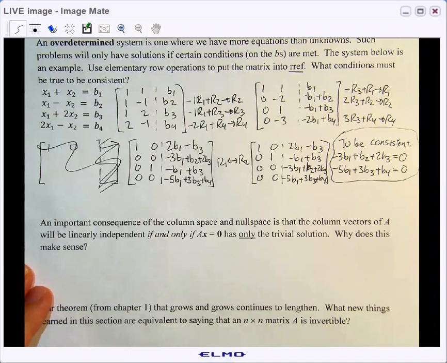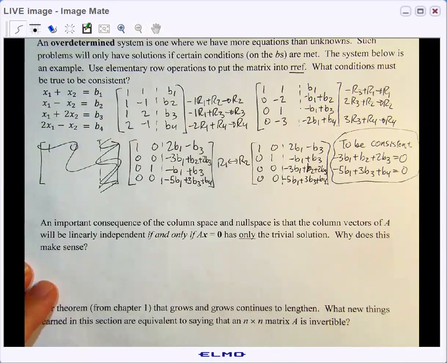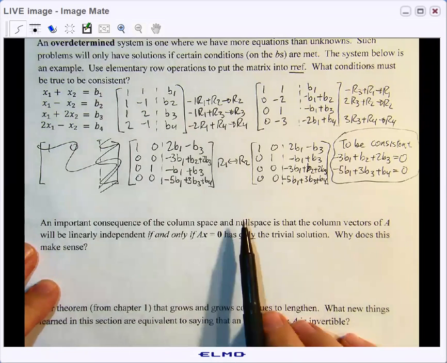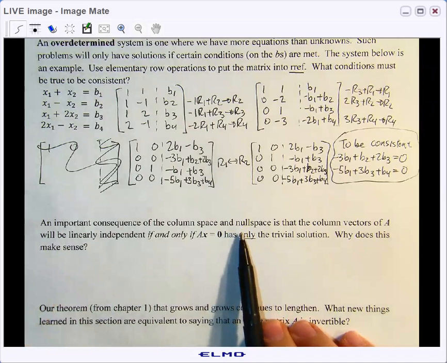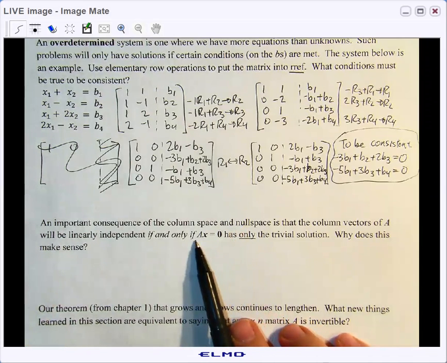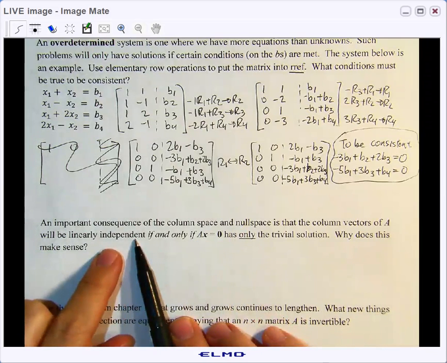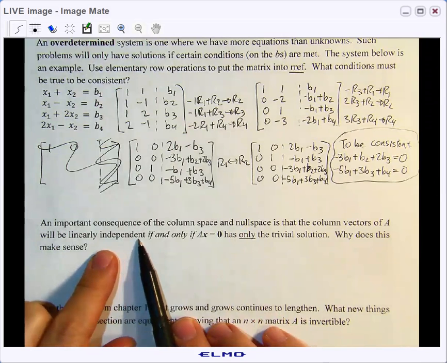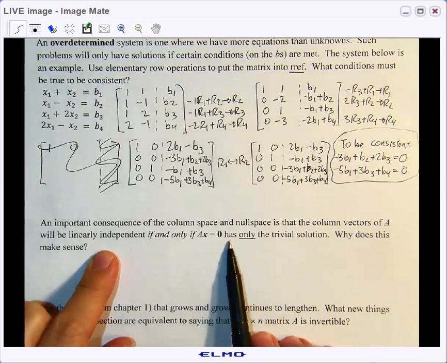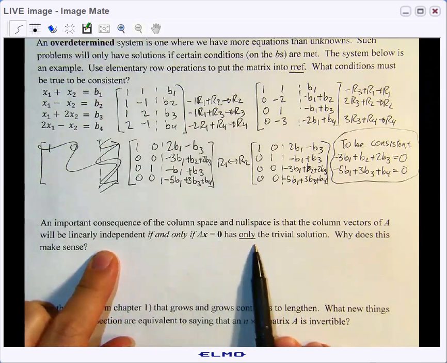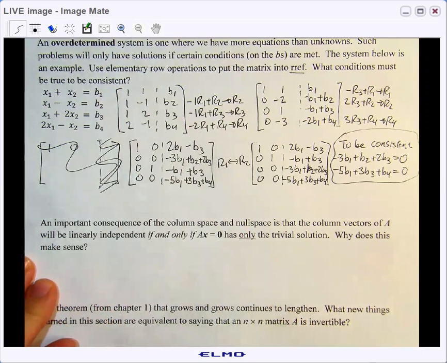Welcome back to part 3 of section 5.6, where we're learning about rank and nullity. A couple things to wrap up here. The first thing here is that if we have a system, AX equals 0, the column vectors of A will be linearly independent if AX equals 0 has only the trivial solution. So why does that make sense?